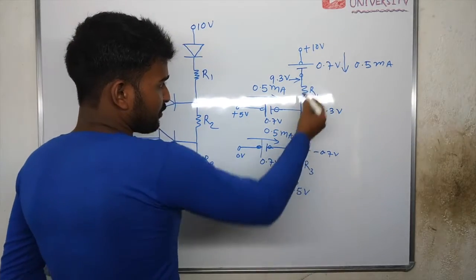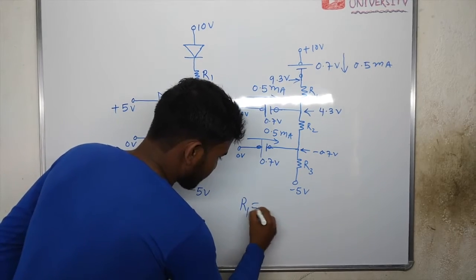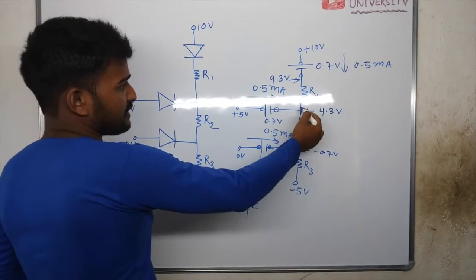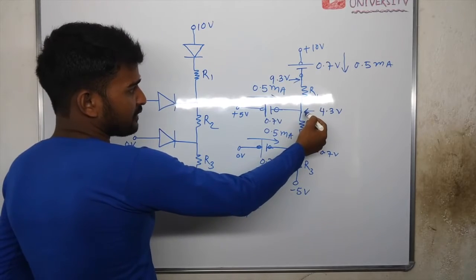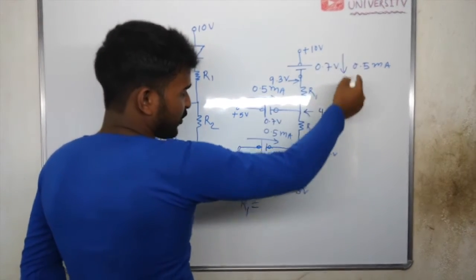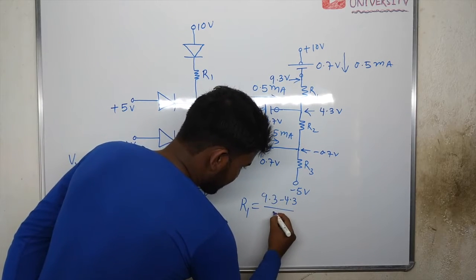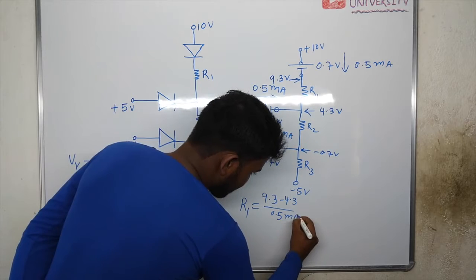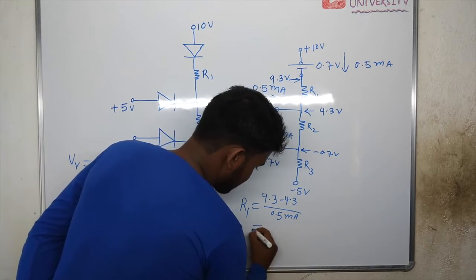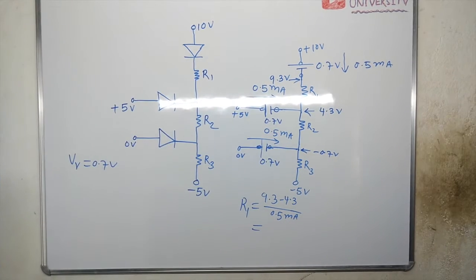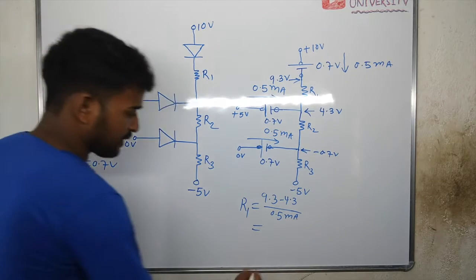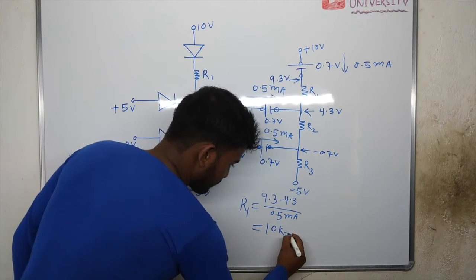In order to find out R1, what is the value of R1? How to get R1? This voltage minus this voltage, 9.3 minus 4.3, divided by this branch current, 0.5 milliampere. So 9.3 minus 4.3 divided by 0.5 milliampere, you will get R1, and this R1 value will be 10 kilo ohm. The value of R1 will be 10 kilo ohm.